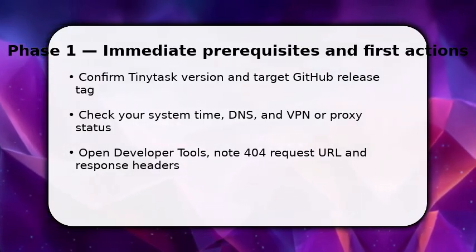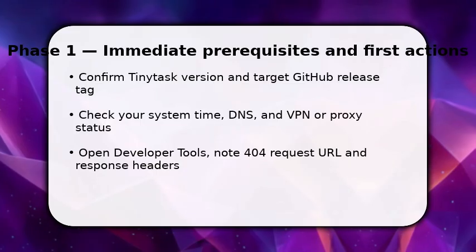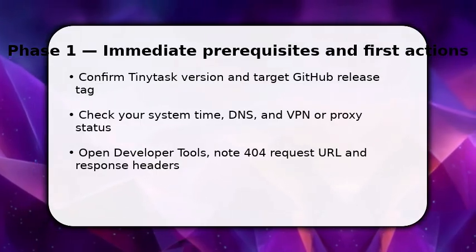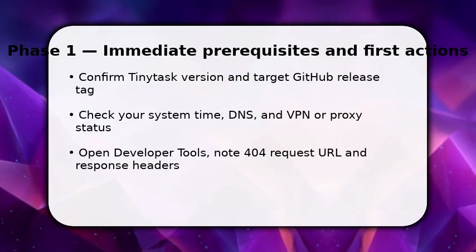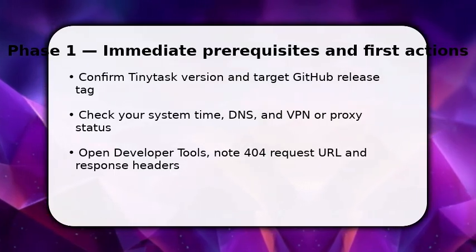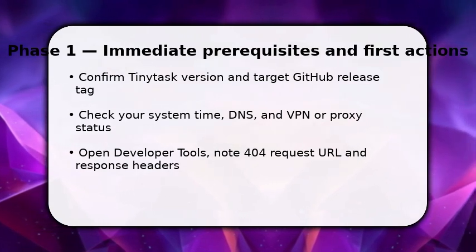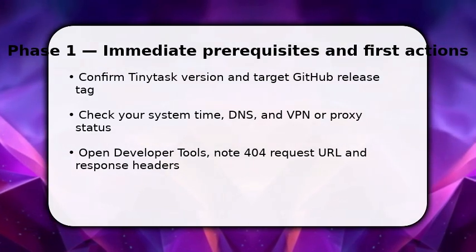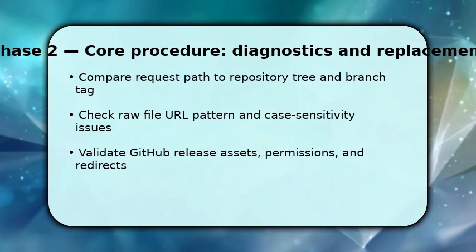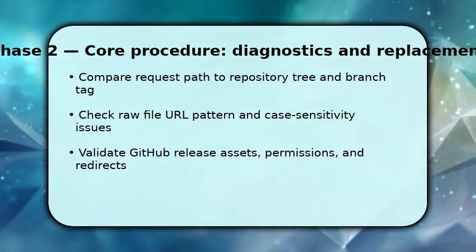Then open your browser's developer tools and reproduce the 404. You want the exact request URL and response headers. This gives you the data to diagnose whether the missing file is a path problem, branch mismatch, or GitHub redirect issue. Next, you map that failing URL to the repository tree and the selected branch or release.